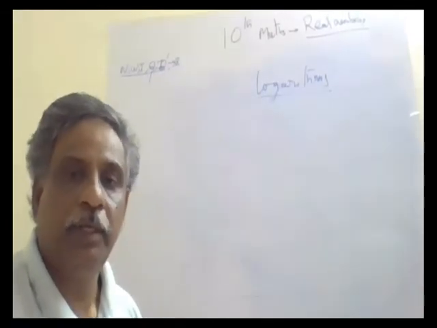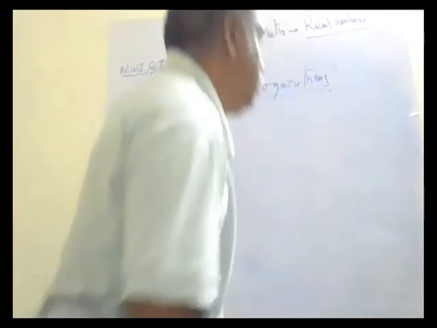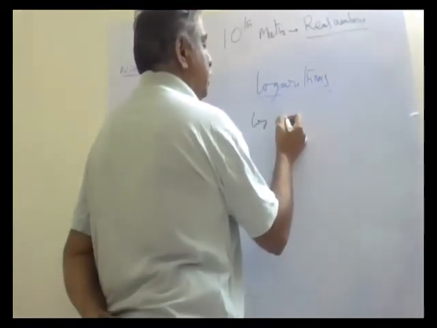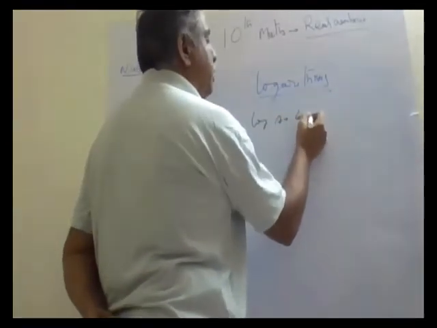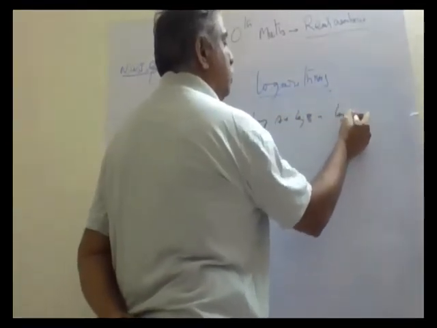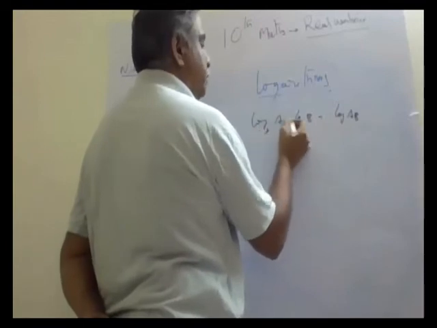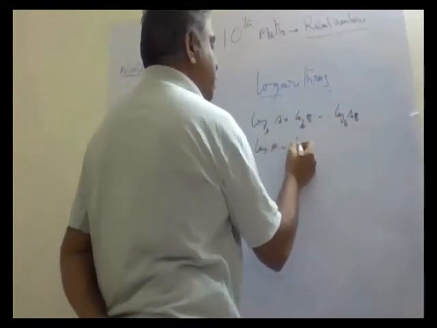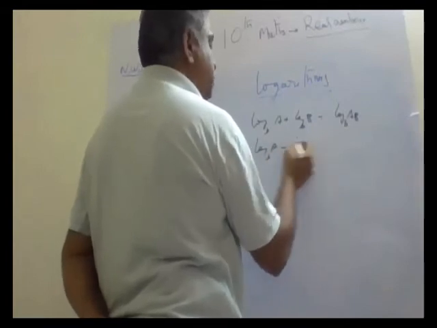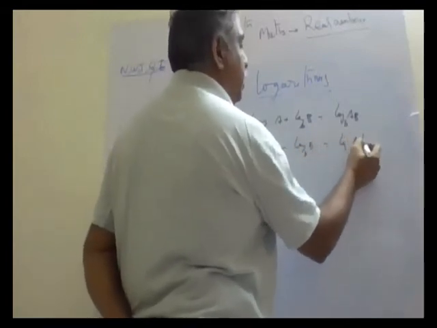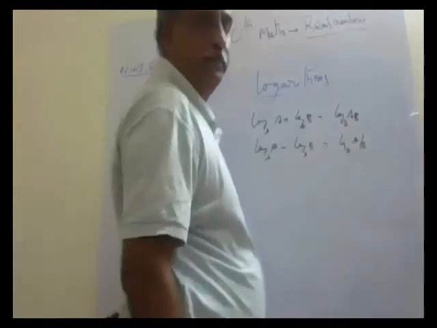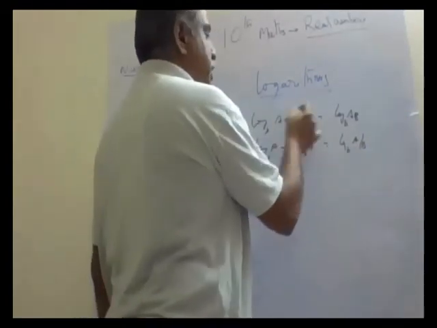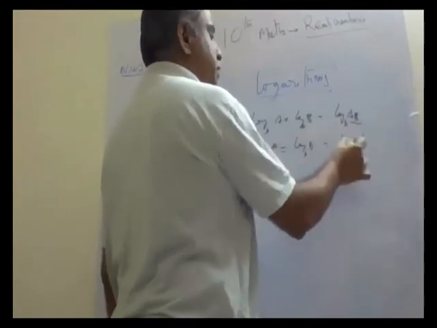So we can conclude these properties of logarithm. First property: log A plus log B is equal to log AB. This is the same base. Again, log A minus log B, same base, is equal to log of A by B. This is the first property. It is plus or minus. If it is plus, it is multiplication. If it is minus, it is division.